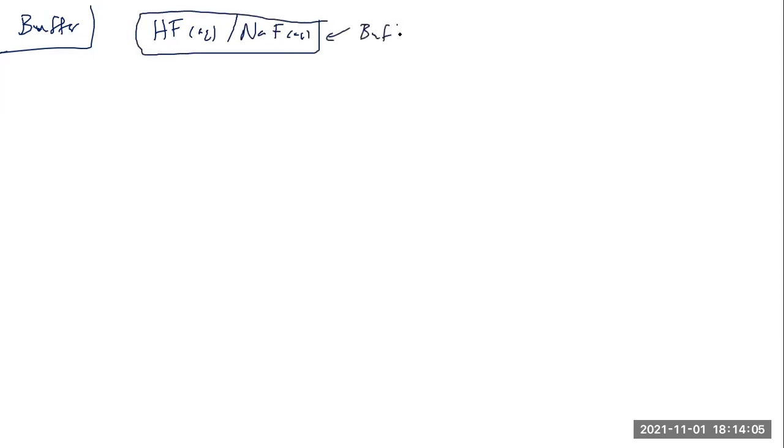And what that means is both of these guys are in the solution to begin with. The HF, which is hydrofluoric acid, is our acid part of our buffer. The sodium fluoride is the base part of our buffer. The things that are really doing the action, if you will, are actually these two things. That is our acid, and that is its conjugate base, right? Difference here is 1 H plus.